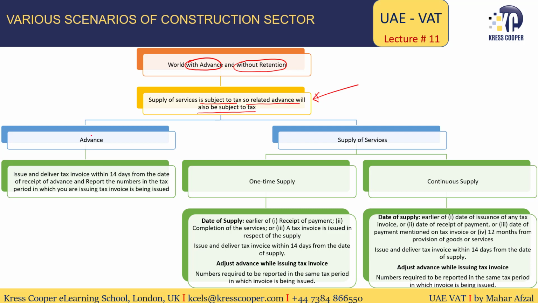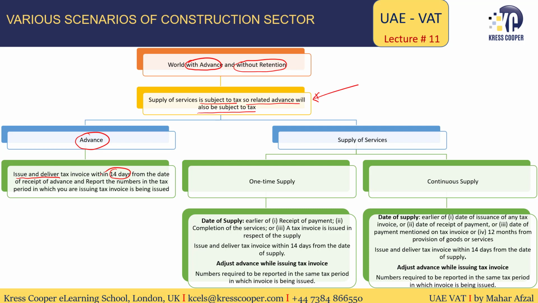So whenever the businesses are receiving advance, they need to issue and deliver a tax invoice within 14 days from the date of the receipt of advance. And the period in which this tax invoice is being issued is required to be reported in the same tax period.